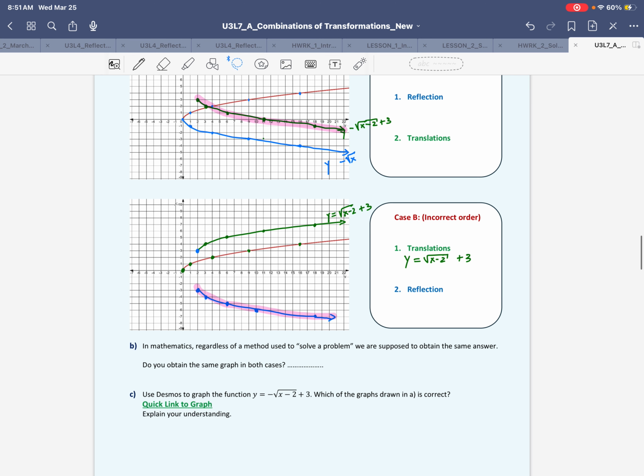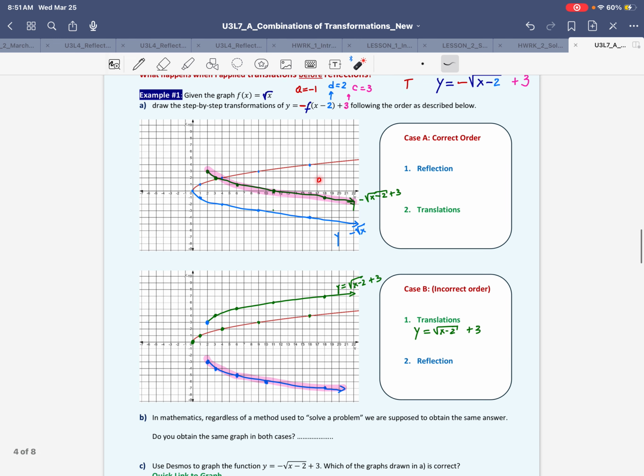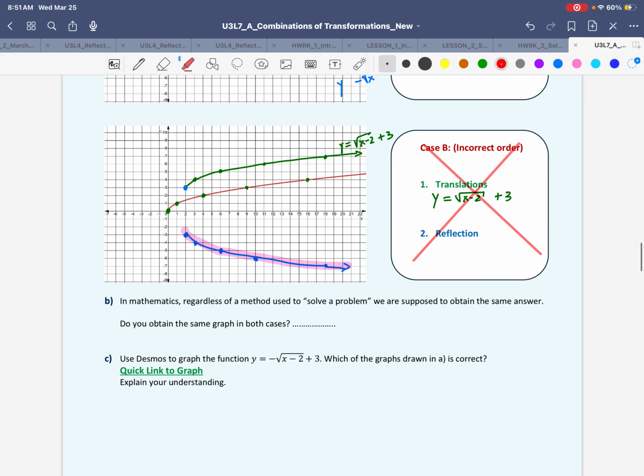And we're going to say that the first graph is correct, which means that reflections have to be done first and then translation. And this is incorrect. So we're going to cross this out to make it a little bit more memorable. So please don't do translations before reflections. So we did not obtain the same graph.